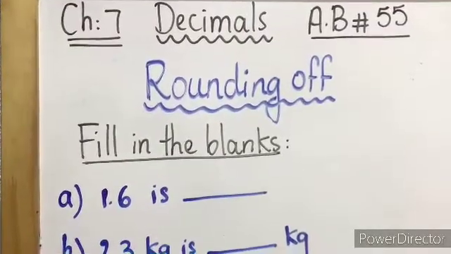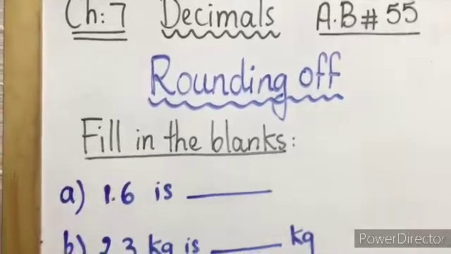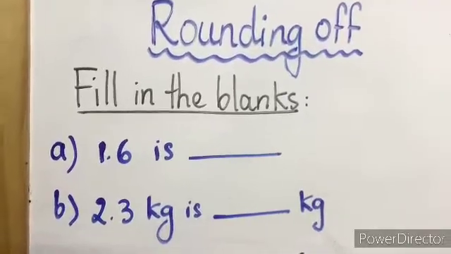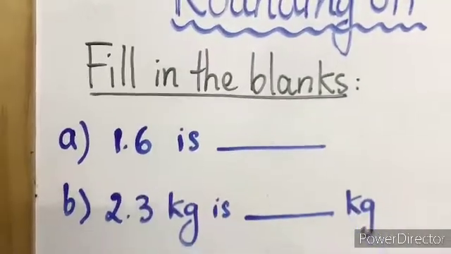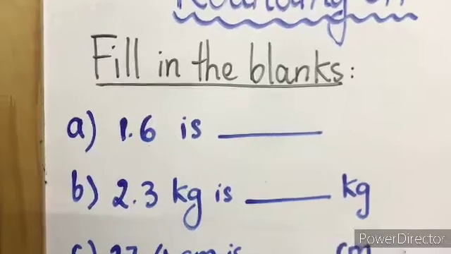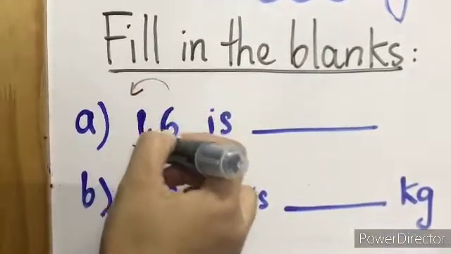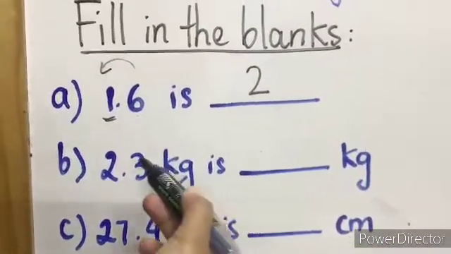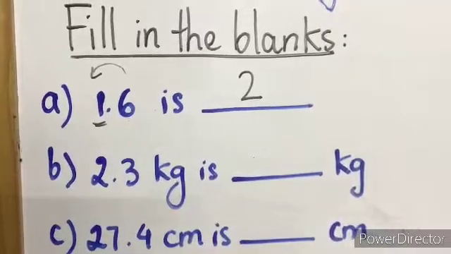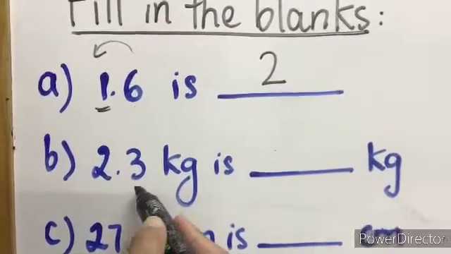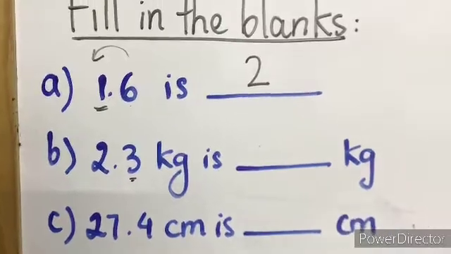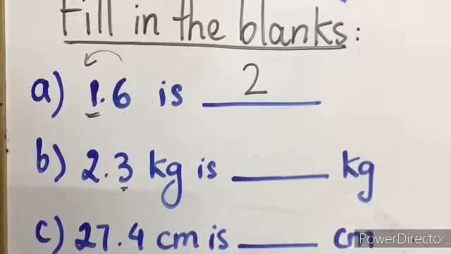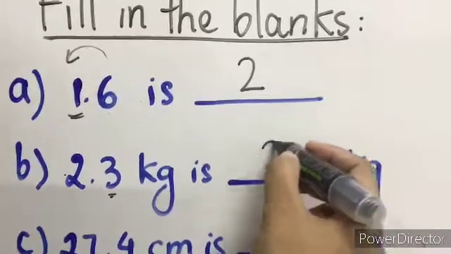Now the next question is fill in the blanks. They're asking you 1.6 when rounded off will be, as you know this 6 is greater than 5, so you will simply add 1 to the whole number, that is 1, so it becomes 2. Then 2.3 kg. When you round off, you will see this 3 is less than 5, so you will not add anything to the whole number and you will simply write the whole number.